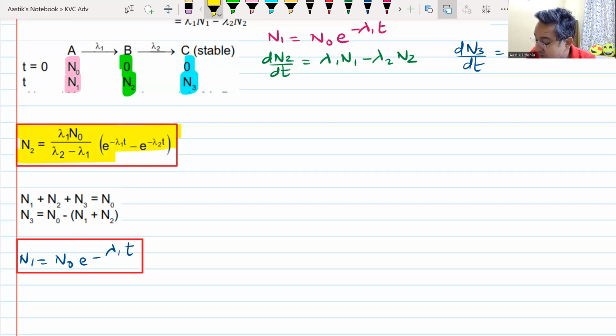This question can only come in JEE Advanced. There is not a very simple formula to calculate the value of n3. So how do you get the value of n3? You get it from this formula: n3 will be equal to n0, the original, minus n1 minus n2. You know the value of n1, you know the value of n2, so you will get the value of n3. Do we understand this, everyone? I'll give you 2 minutes to note this down.